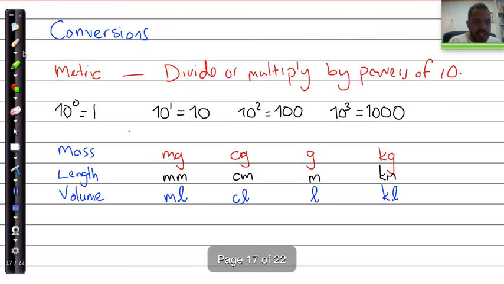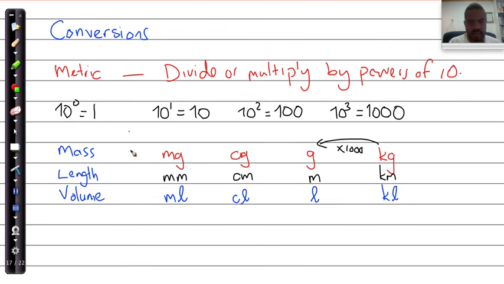So let's look at this. If I go from kilograms all the way to grams, that's going to be multiply by 1,000, right? If I go from grams to centigrams, then I multiply by 100. And when I go from centigrams to milligrams, I multiply by 10. The reverse is also true.